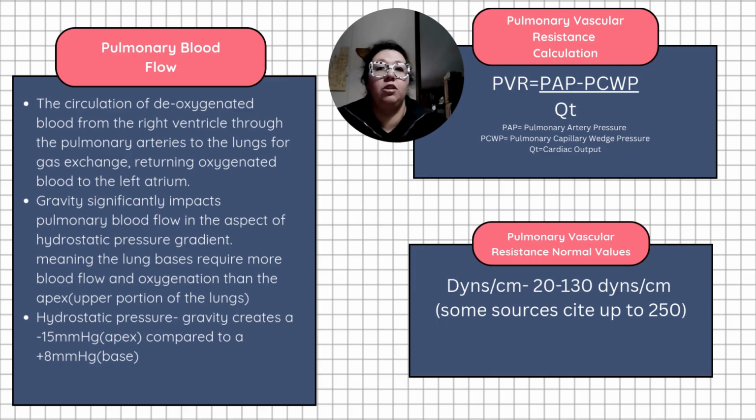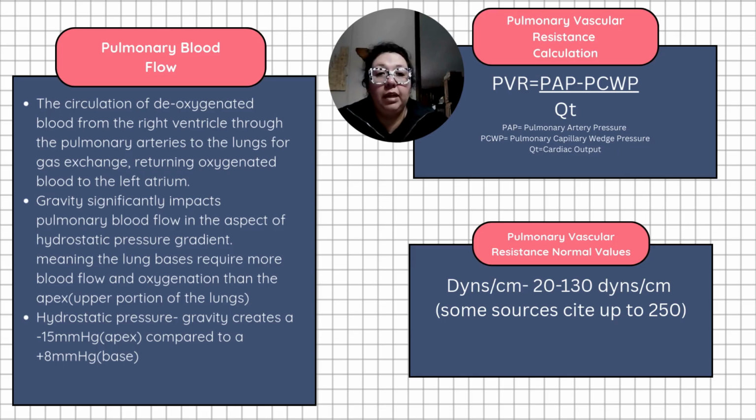The pulmonary vascular resistance calculation is PVR equals PAP minus PCWP divided by QT, where PAP means pulmonary artery pressure. That is the pressure in our pulmonary artery and how much is needed to move that blood volume or flow through the cylinder, which is our arteries.